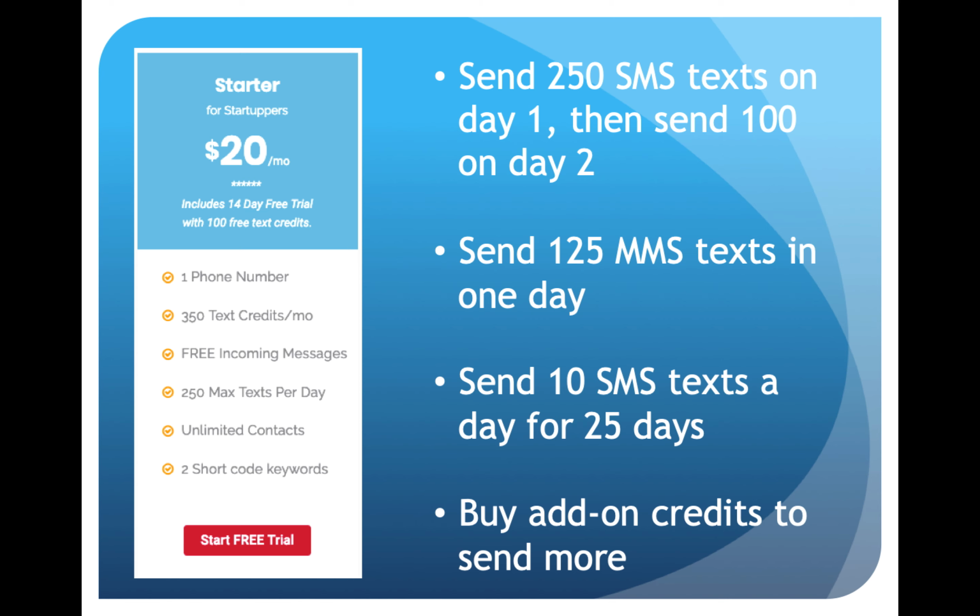Okay. Another alternative you could do is you could send 125 MMS texts. Since MMS texts cost 2 credits, you can send all those in one day, and then you're out of credits. Or you could send 10 SMS texts for 25 days. Or you can buy additional add-on credits and send more. You can buy 10,000 credits and you can send 250 every single day, until you run out.